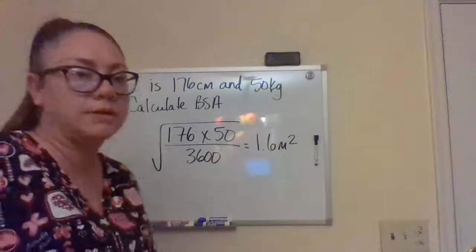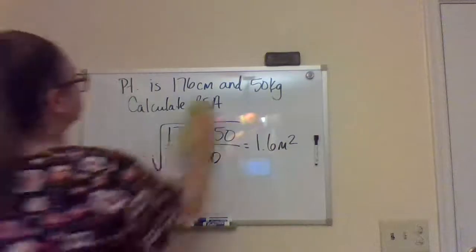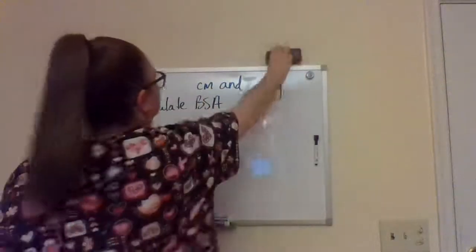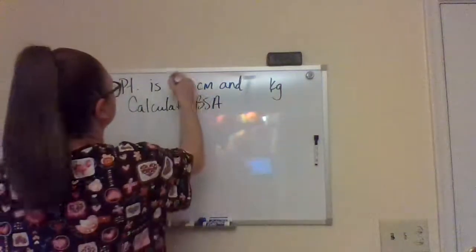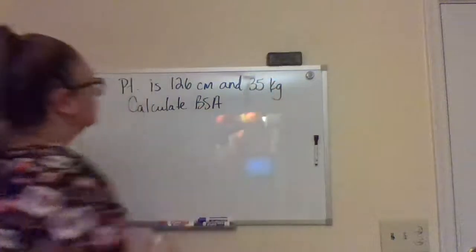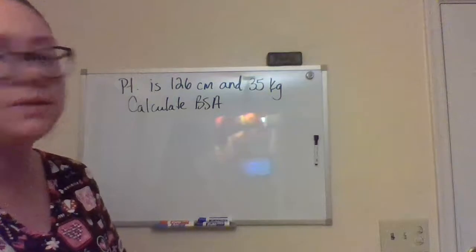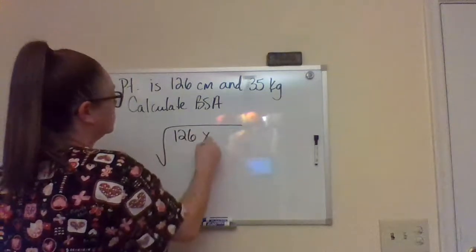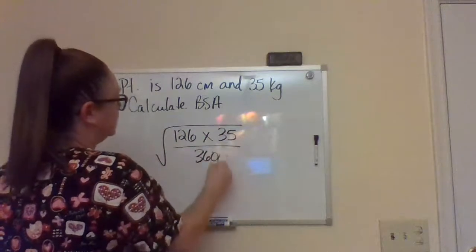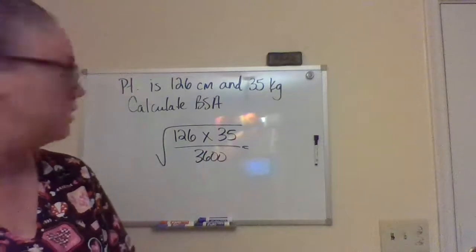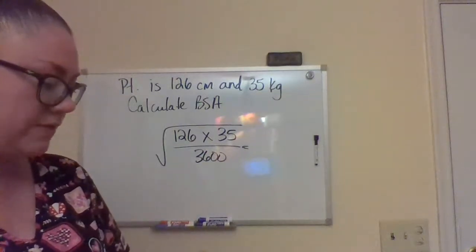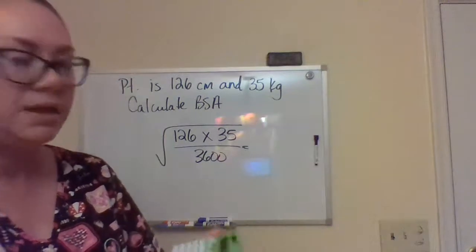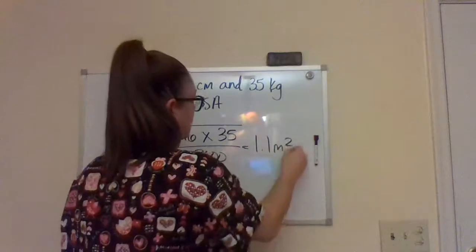Okay, we're going to do one more example. This patient is 126 centimeters, 35 kilograms. We're going to calculate the BSA. Again, plug it into your formula: 126 times 35 divided by 3,600. It's 1.225, square root, and we get 1.106, which we're going to round to 1.1 meters squared.